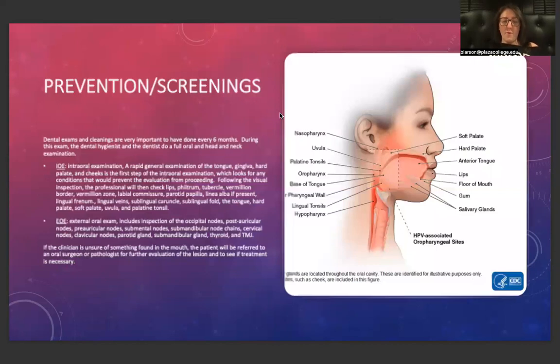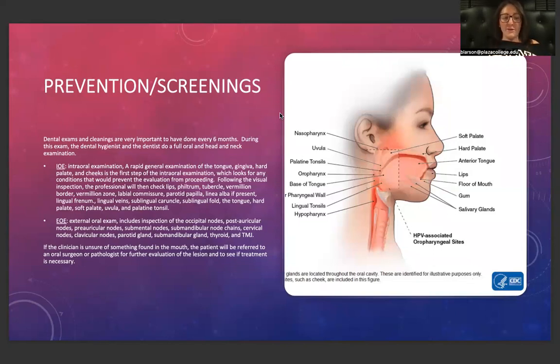So very important for us as dental hygienists to know the preventions and screenings. Dental exams and cleanings are very important to have done every 6 months, as we know. During this exam, the dental hygienist will do a full EOE and IOE exam. IOE, we're checking all the parts inside of the mouth, such as the lips, philtrum, tubercle, the vermilion border, vermilion zone, labial commissures, parotid papilla, linea alba if it's present, lingual frenum. Those are just some examples of what we check for, as we know when we learned in clinic.